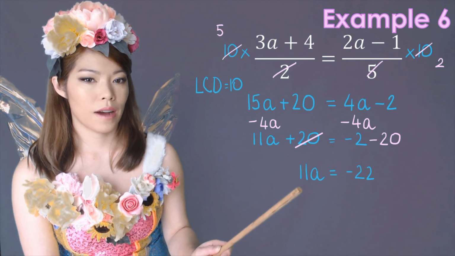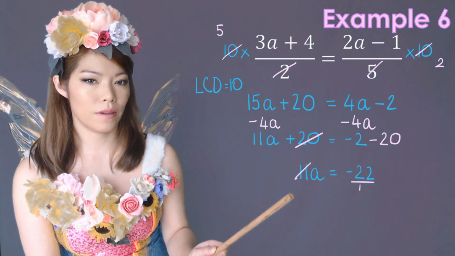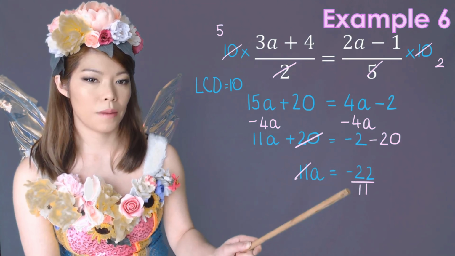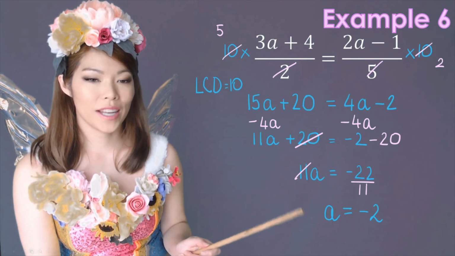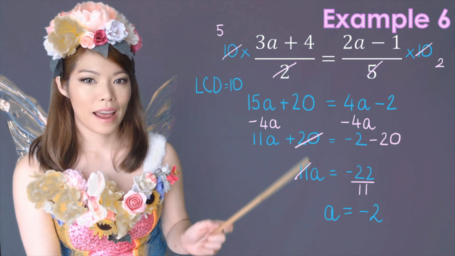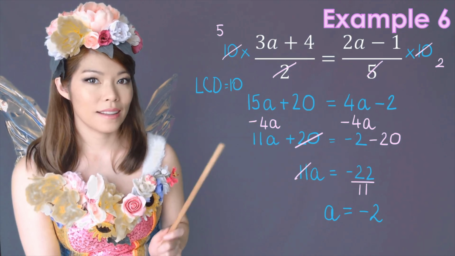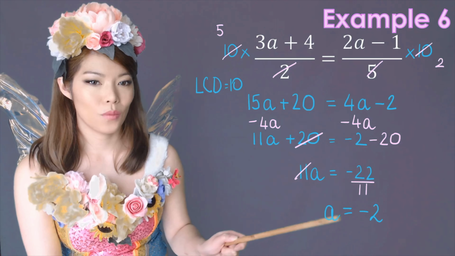And now dividing by the 11 to get rid of the 11. Negative and positive becomes negative. So a is equal to negative 2. Now, let's not write it out and see if you can do it in your head. So how do we check?